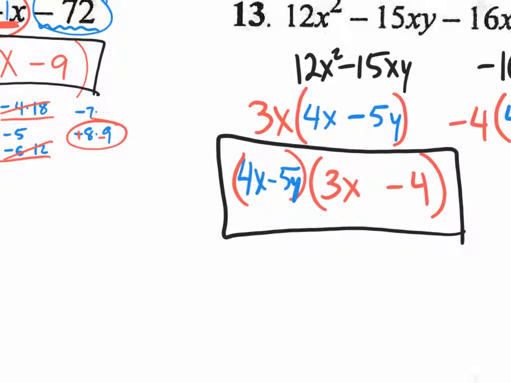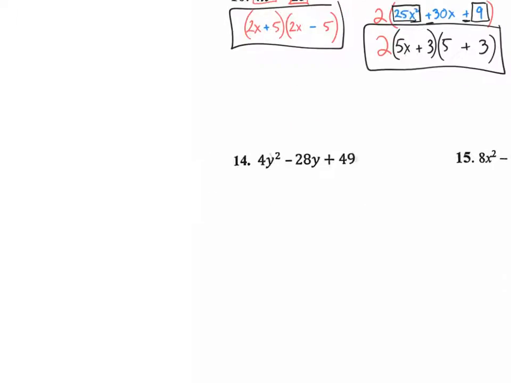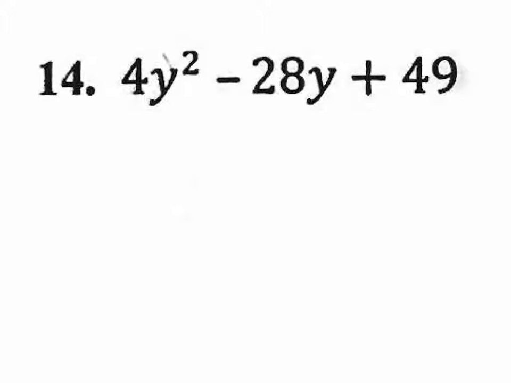Number 14. Some of us start thinking, I need to multiply A times C, and you get a huge number. But that's not the correct way of doing things.